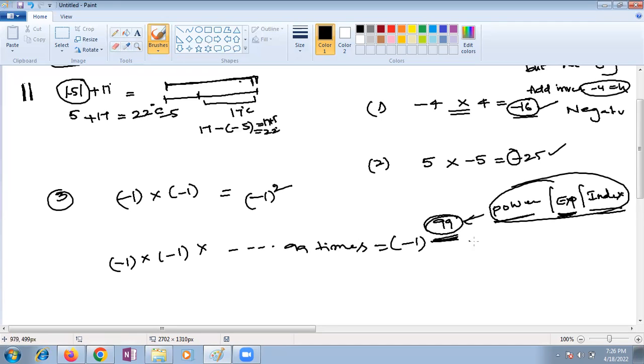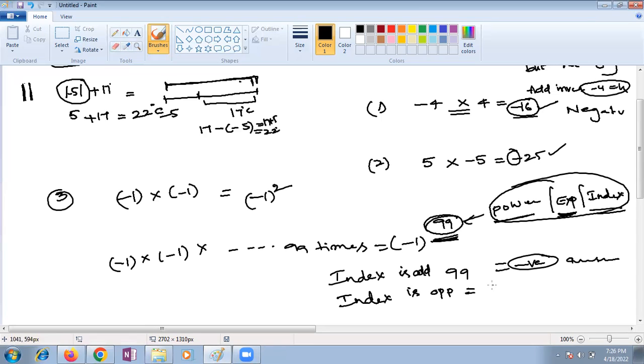If the index is an odd number, then we'll get a negative answer. If the index is an even number, we'll get a positive answer. Yes, Deepti. Ma'am, if the index is a negative number? Very good question. Now, if the index is an even number, we'll get a positive value.